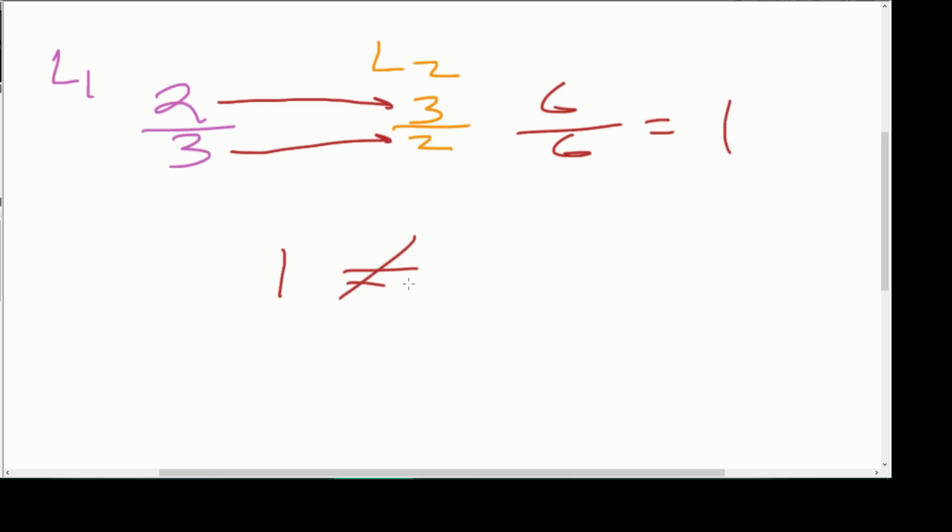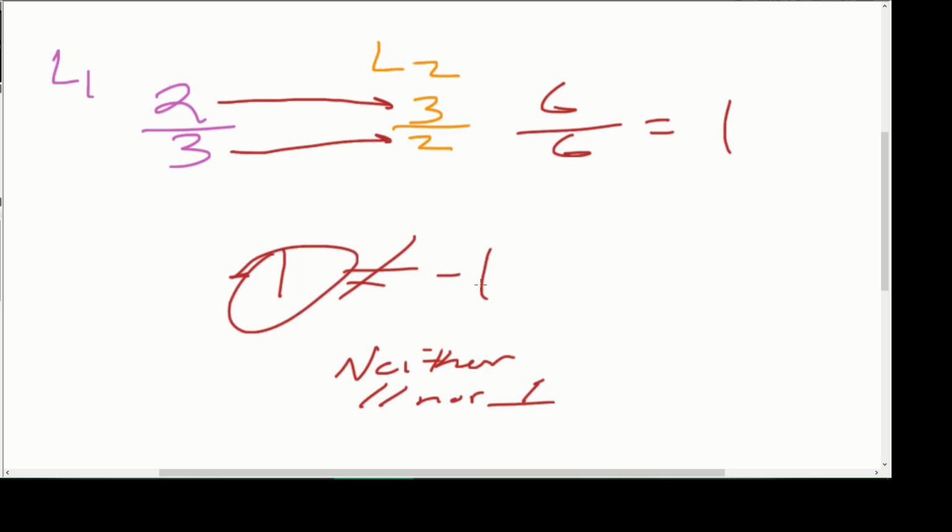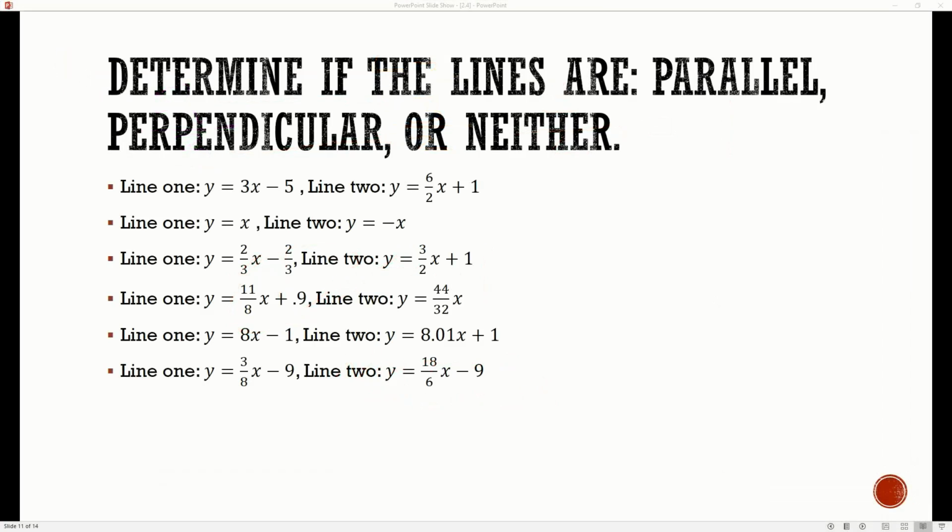If I multiply them together, I get 6 here, and I get 6 here, which gives me 1. 1 does not equal -1. These are neither parallel nor perpendicular, because that product is not -1. It is strictly 1, not -1. So I multiply them together, they're 1, but that's not -1. Don't make that mistake. Let's look at the next one.